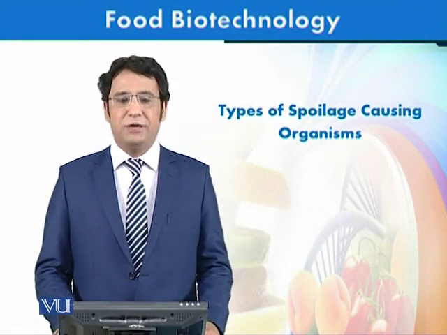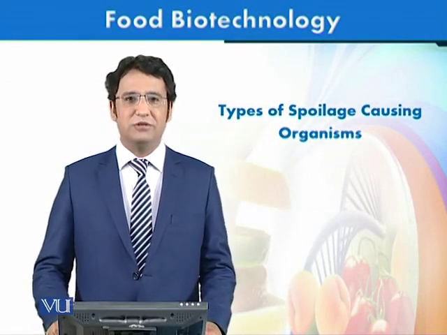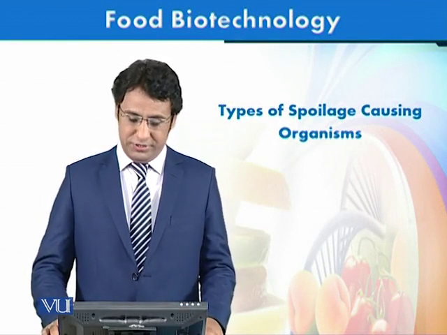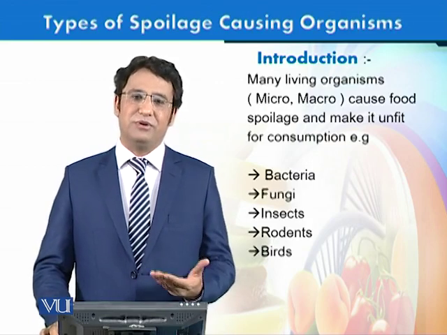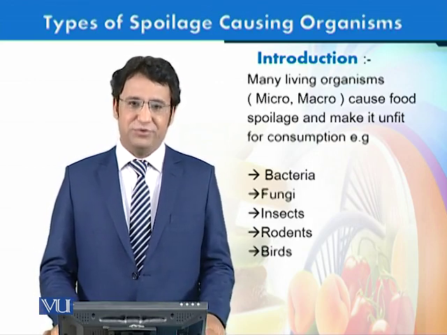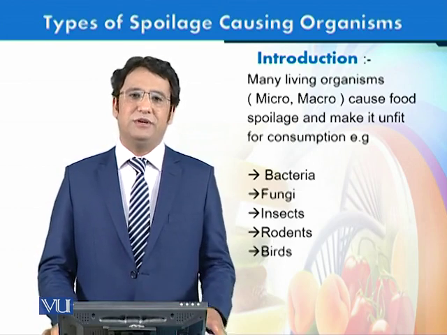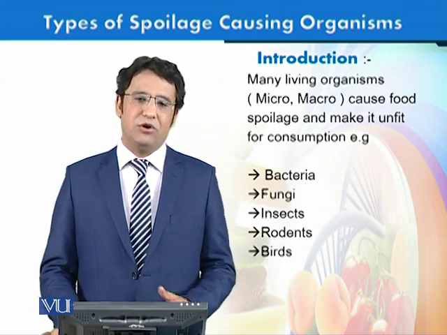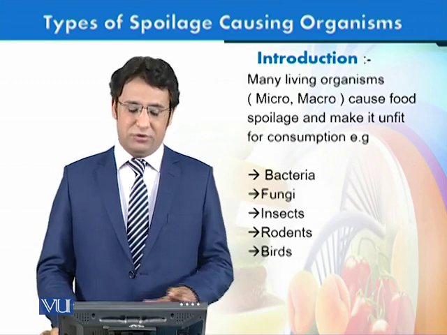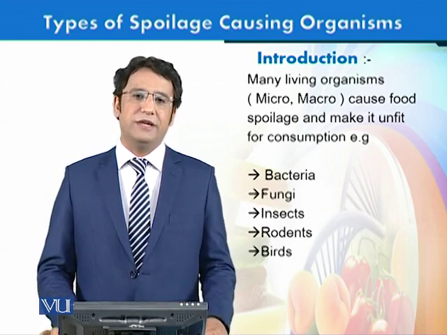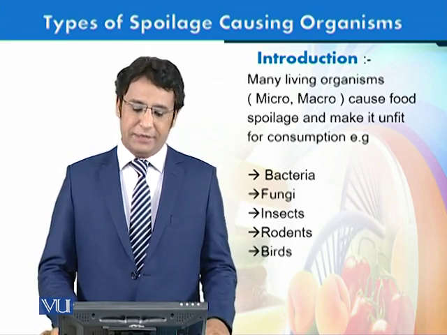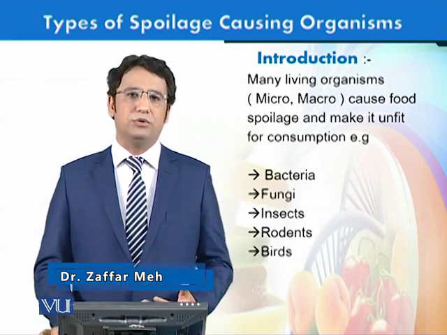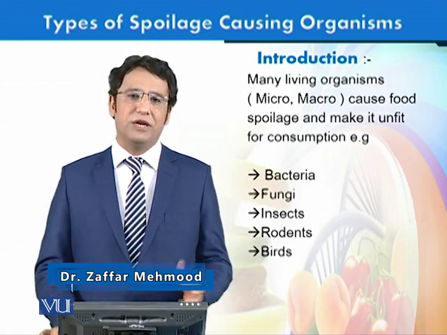Now we will discuss the types of spoilage causing microorganisms. They can be microorganisms or macroorganisms, or the larger animals. For example, these organisms can include bacteria, fungi, insects, rodents, and birds. These microorganisms and the other larger animals, for their own growth, would also be relying on the same food that we do rely on.